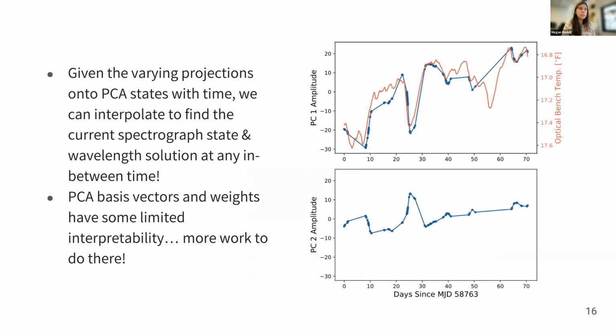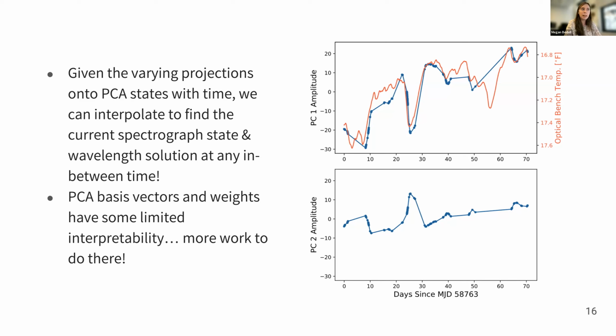Now, all we need to do is say for any given time, we can represent the calibration state of the spectrograph by the weights of those vectors to describe the current calibration. And we can interpolate between them to find what the calibration state should be at any given intermediate time, giving us a way to get a wavelength solution for any time, not just the times at which we took a calibration. I'm showing here the time series of the two strongest PCA amplitudes that describe most of the variance.